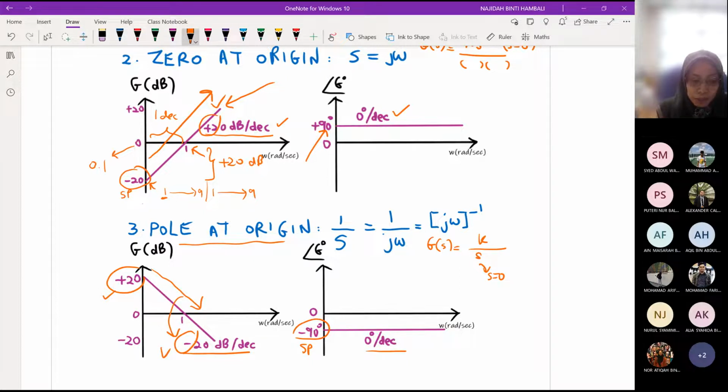The starting point for zero at origin, you can see it is negative. Slope for zero at origin is positive 20 dB, but the starting point is negative 20 dB. Be careful, because they are often swapped. Positive and negative. While for pole at origin, we know the slope must be negative, but the starting point is positive.